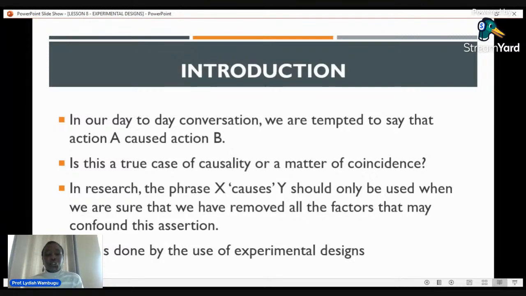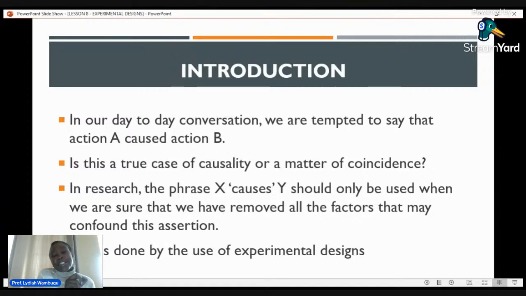What could be the issue? What could be the issue that many students don't take it or don't feel like it is a design that they need to use? Yet, it is a quantitative design. It is a design that we use in social sciences. So in research, we only use the word cause. That means X causes Y.